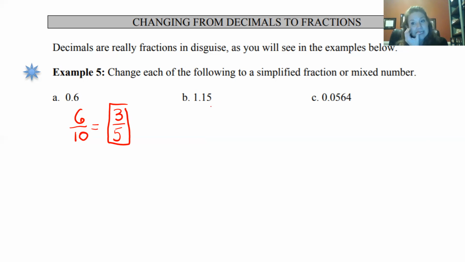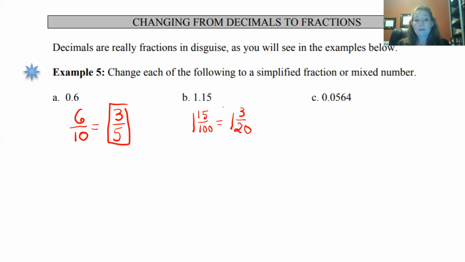Letter B, the way I say this number correctly is how it looks as a fraction. 1 and 15/100. So the whole number 1 and 15/100. That's exactly what I said, the way it looks. Well, now I know that 15 and 100 are both divisible by 5. So I'm going to leave my whole number alone. I'm going to divide 15 by 5 and get 3. 100 divided by 5 is 20. So 1 and 3/20 is equivalent to 1.15 or 1 and 15/100.